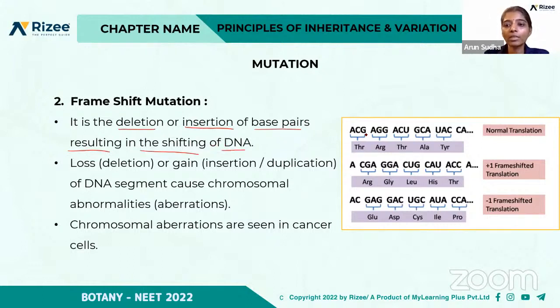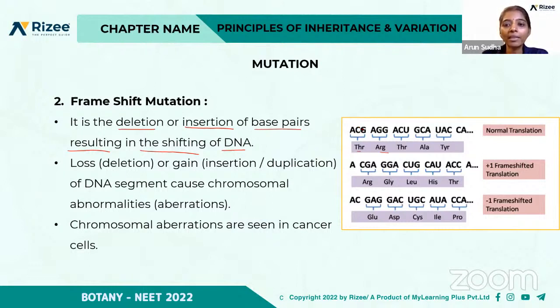For example, these are the original nucleotides that are present, right? That is A, C, G. Three nucleotides form a genetic code, and it codes for an amino acid, that is threonine, arginine. So what happens as a result of deletion or insertion of a particular base? If a particular base pair is deleted, it leads to a defect in the reading frame.